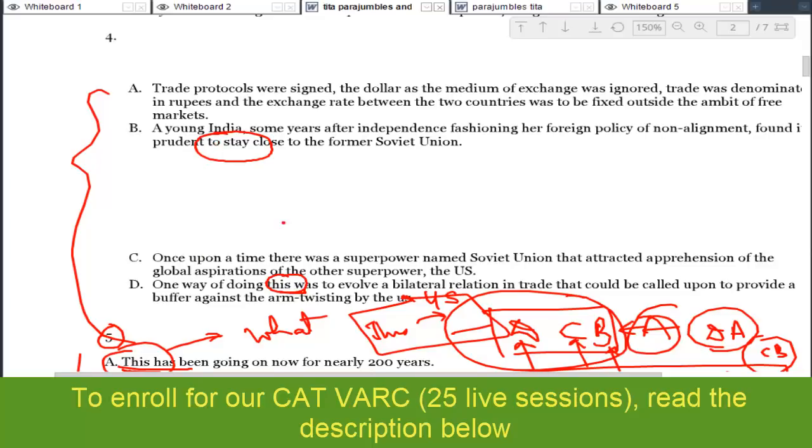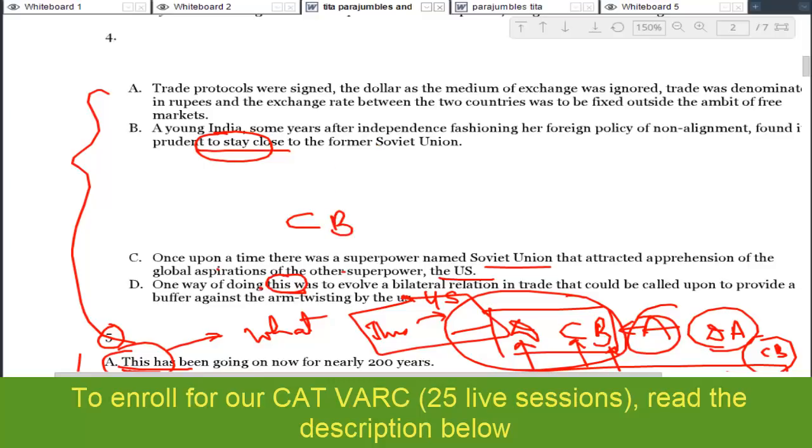So we start with C. Once upon a time, there was a superpower named Soviet Union that attracted apprehension of the global aspirations of the other superpower, the US. I hope you're following this. Correct? And then what do you have? A young India, some years after independence, fashioning her foreign policy of non-alignment, found it prudent to stay close to the Soviet Union. So this is how it is.